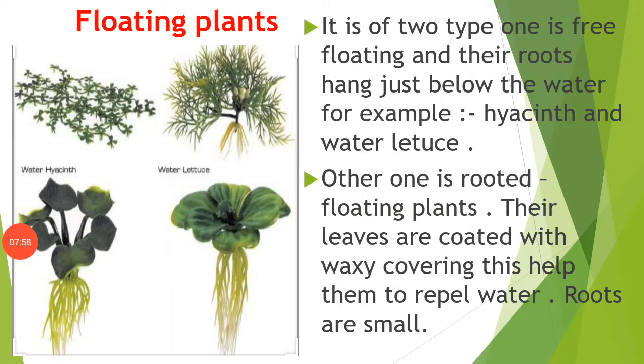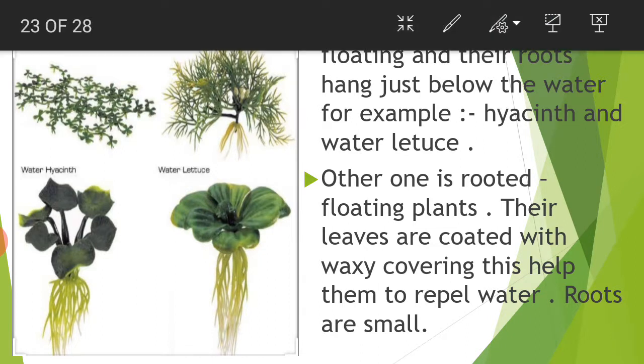Now I am going to explain the floating plants. Floating plants are of two types. One is free floating, and their roots just hang below the water, for example, hyacinth and water lettuce. The other one is rooted floating plants, that I just saw in the previous picture. The plants are rooted, but some parts of the plants are floating on the water, so they are called rooted floating plants.